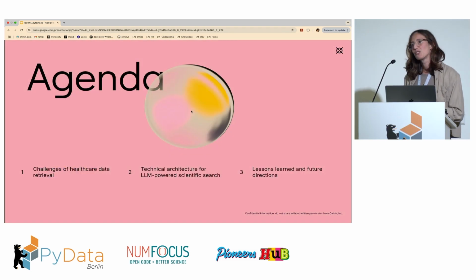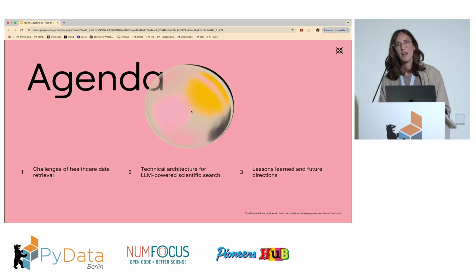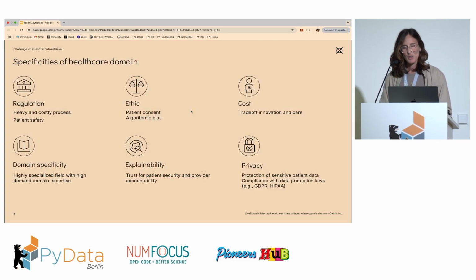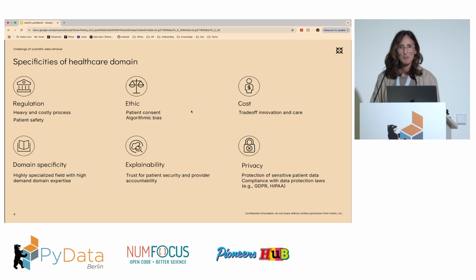Together I'm going to explain why healthcare data is so challenging. And I'm going to present two tools that we use in our copilot to retrieve scientific data. Along with this, I'm going to share a bit of the challenges and the lessons we learned along the way. So why is healthcare so specific?